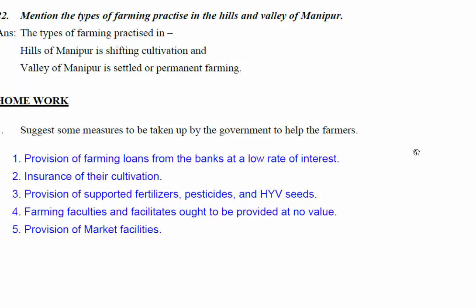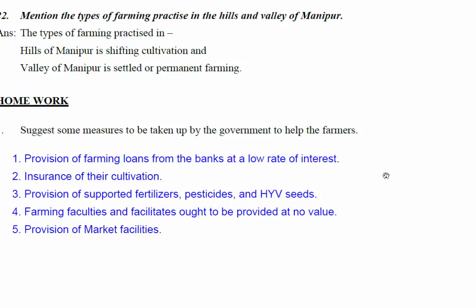Suggest some measures to be taken up by the government to help the farmers. Provision of farming loans, okay, loans from the banks at a low interest. Farmers need money for agriculture, you know. Insurance of their cultivation. They can insure their crops against damage by natural disasters like floods or drought and all. Provision of subsidized fertilizers, pesticides, and also high yielding varieties of seeds.